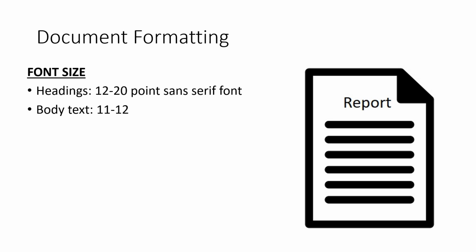So for the document formatting on the font size, we want to go with headings. The headings, you usually go 12 to 20 point font, and the body text is 11 to 12. With the headings, you can sometimes underline them or not underline them. Depends on what I'm doing. I try to underline them, but you could go a couple of different directions there, just as long as you're consistent and it looks professional.